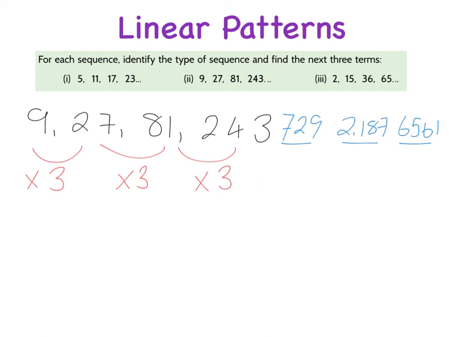Excellent. So you found that the next three numbers are 729, 2187 and 6,561. And we know it's linear because our constant difference is times 3. See, can you do part 3 now on your own?